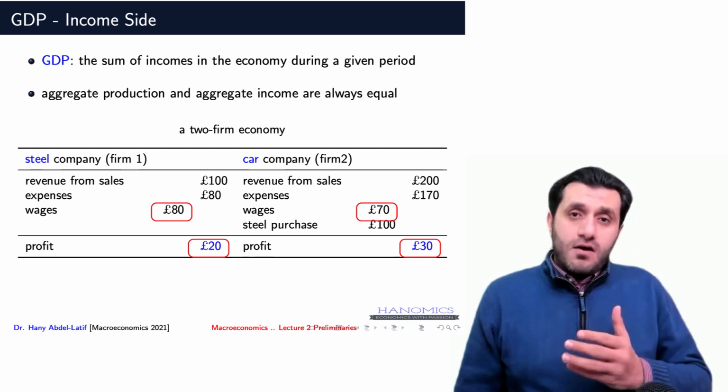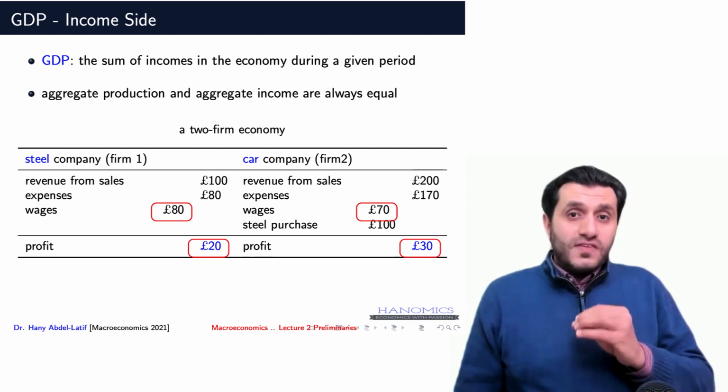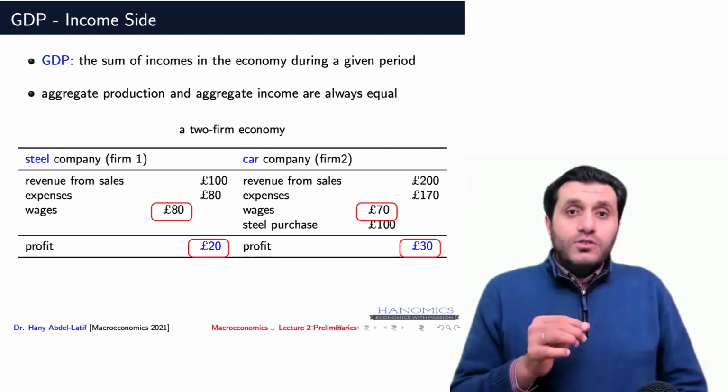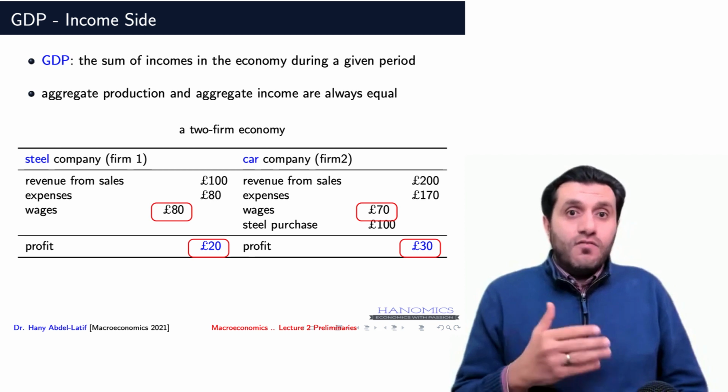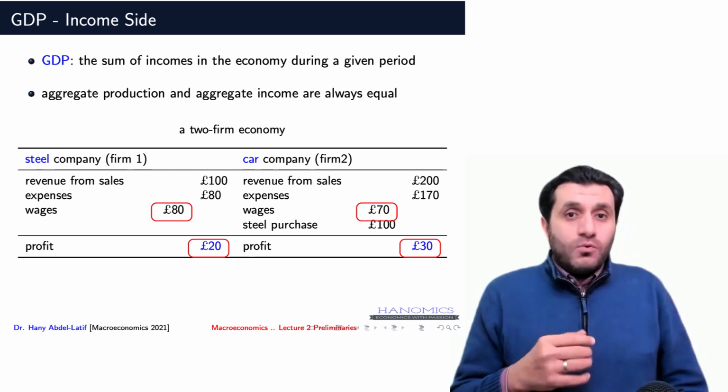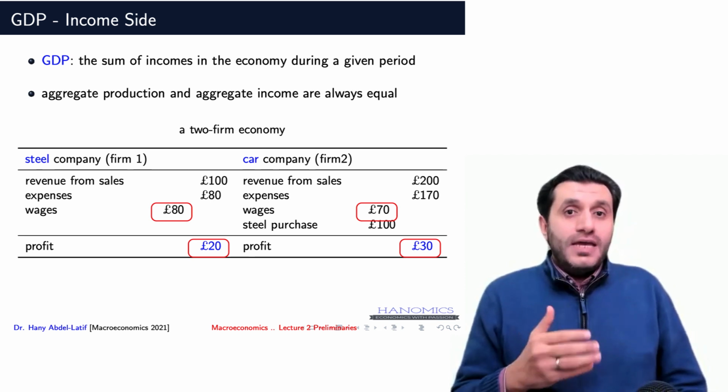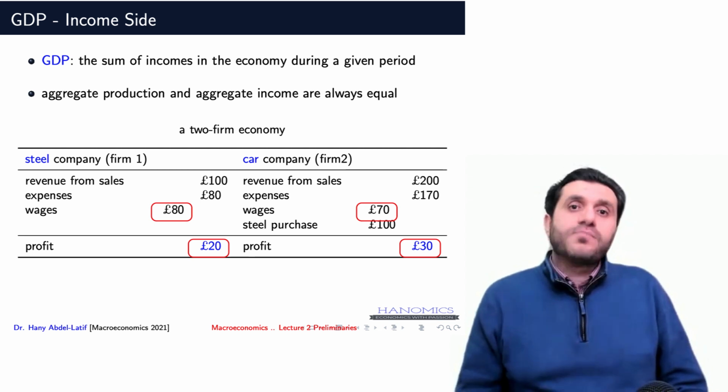In a more realistic economy, this could work the same way. We count the value of final products, sum the value added of all products, or add all incomes up to calculate GDP in an economy during a given period.